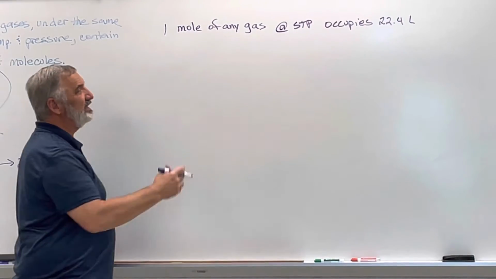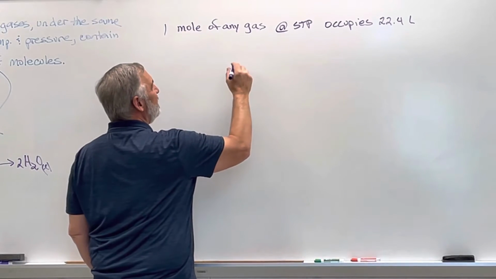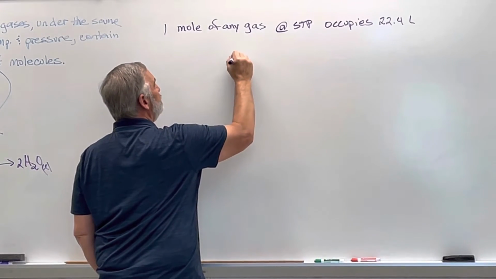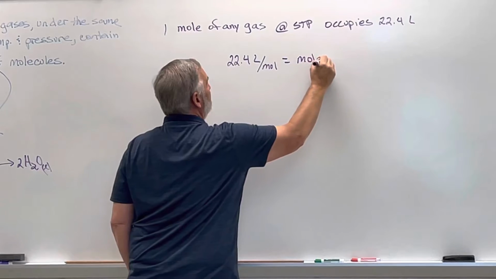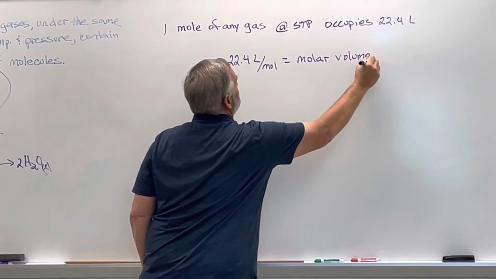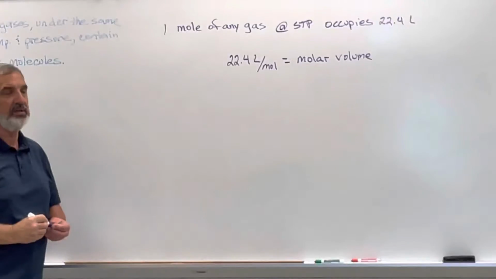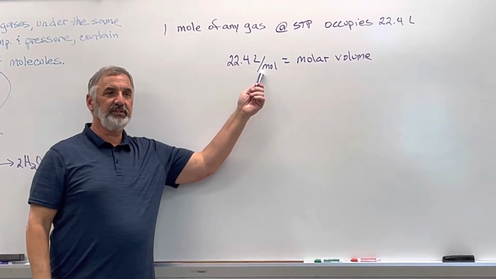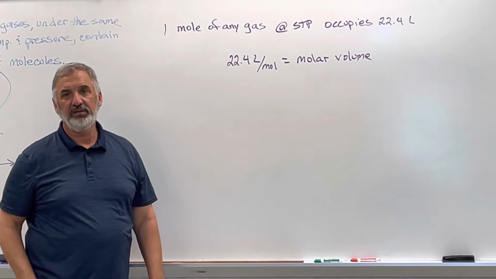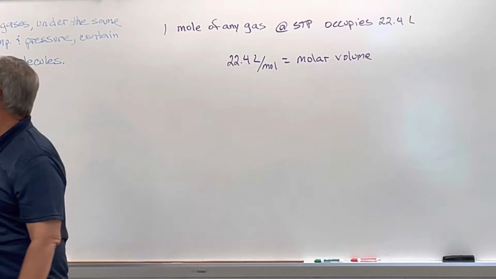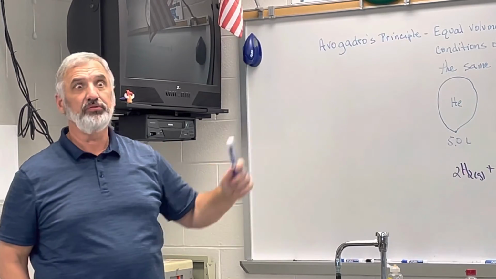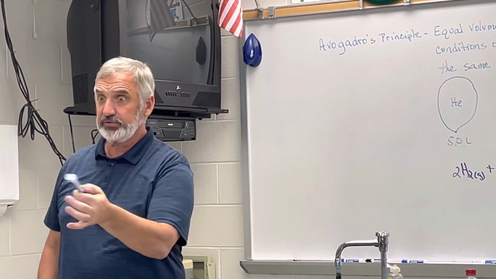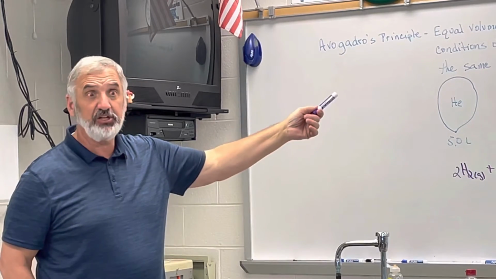Because that gives us a ratio. So I can say then that 22.4 liters per mole is called the molar volume. The molar volume. So what is that going to make that a conversion factor between? If you have liters and moles, what's it a conversion factor between? Volume, well, not molar mass. Volume, liters and moles. Grams per mole is a conversion factor between grams and moles. Molar volume is liters per mole.